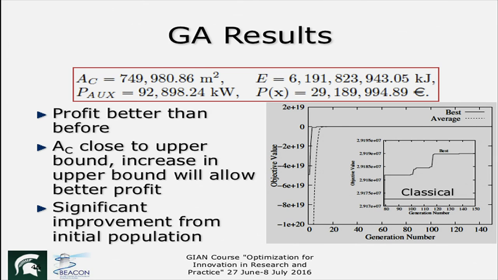Here is the performance with generation number. This is the best one, which improves, this is the average of the population, and this is the classical method, whatever best we could find using slight improvements on what they had given us. So you see there is a big improvement from what they had given me to what the GA could find. But now I need to give them the software so that they can run it, right? When you give something to somebody, you should make sure that it's reliable.